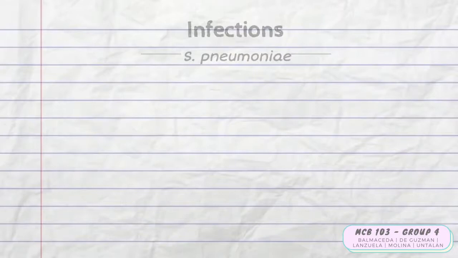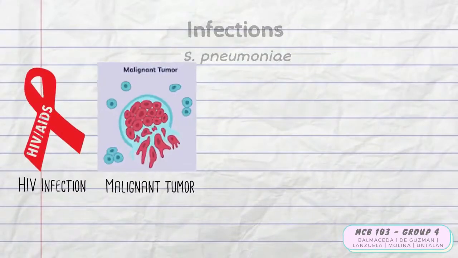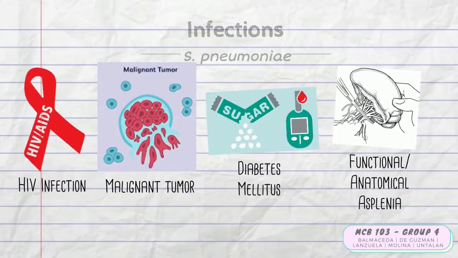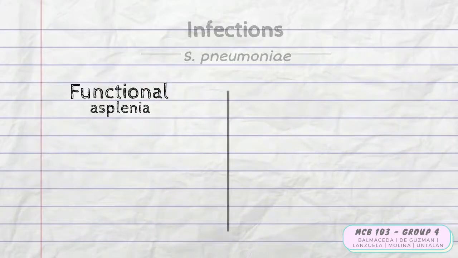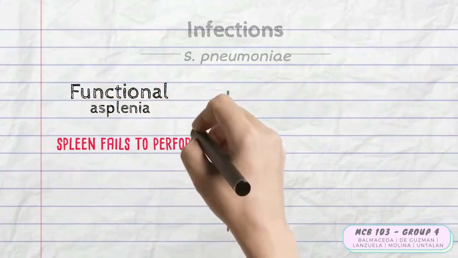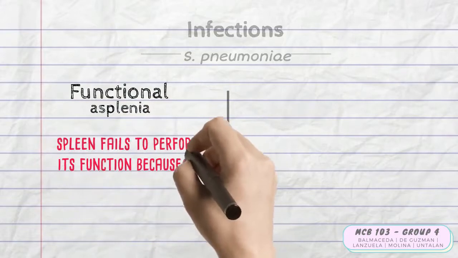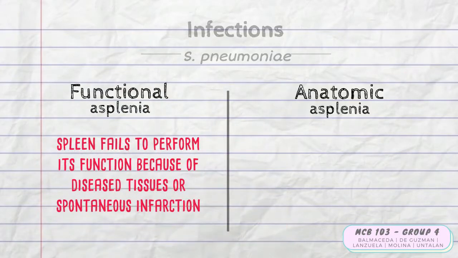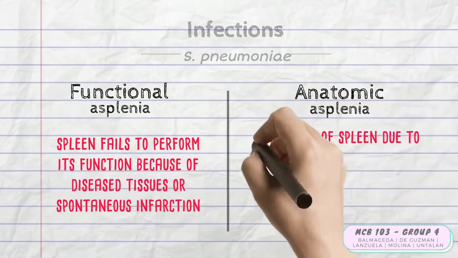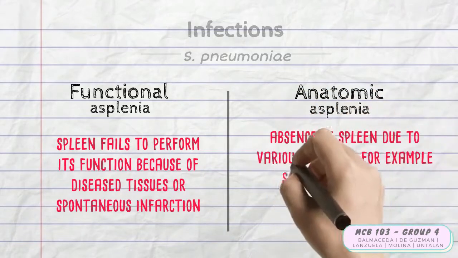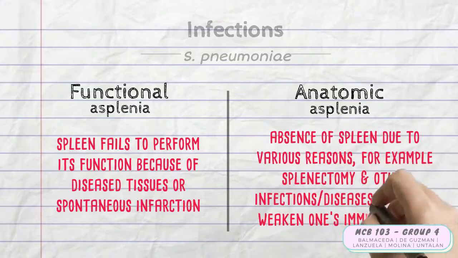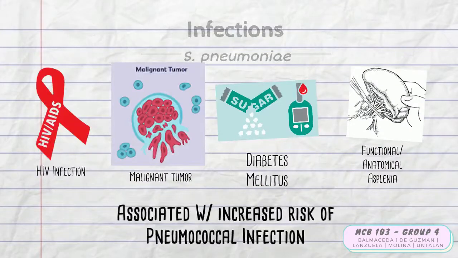Medical conditions such as HIV infection, presence of a malignant tumor, diabetes mellitus, functional or anatomical asplenia. Functional asplenia is the condition where the spleen fails to perform its function because of diseased tissues or spontaneous infarction, while anatomic asplenia is the absence of spleen due to various reasons, for example, splenectomy. Other infections or diseases that may weaken one's immune system are all associated with increased risk of pneumococcal infections.